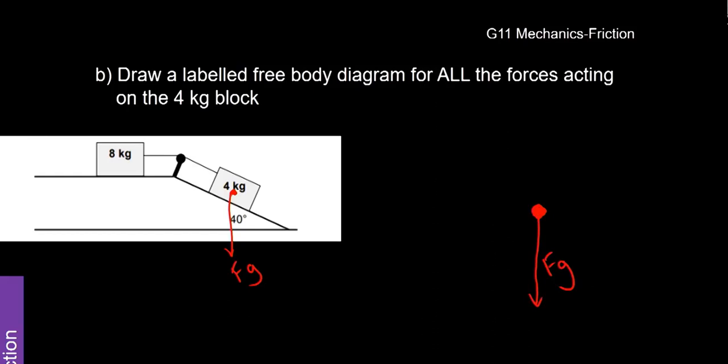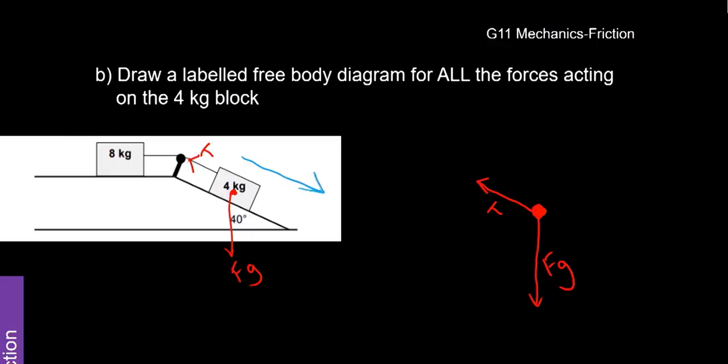Now, what else do we have? There's a string involved here, so there must be a tension force. Okay, so we're going to put the tension force there. We know that there is friction involved. How do we know that? They have told us that there is friction involved. They have given us a coefficient of kinetic friction. So we need to write that in.